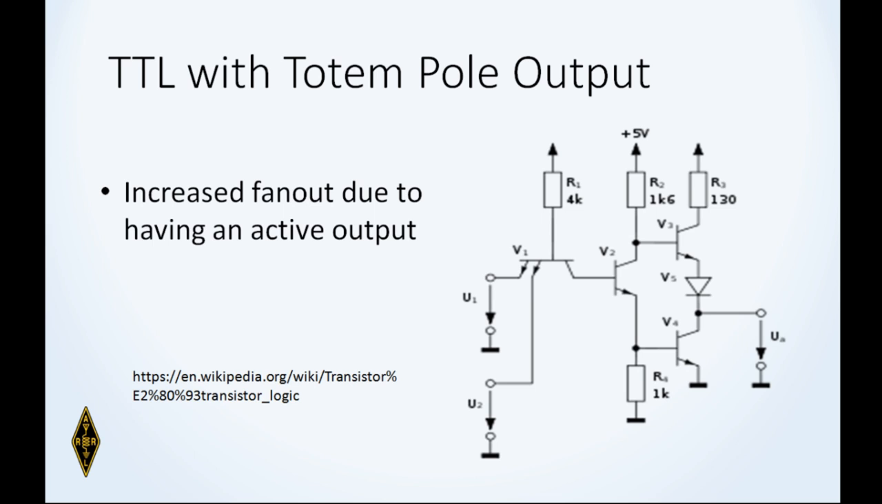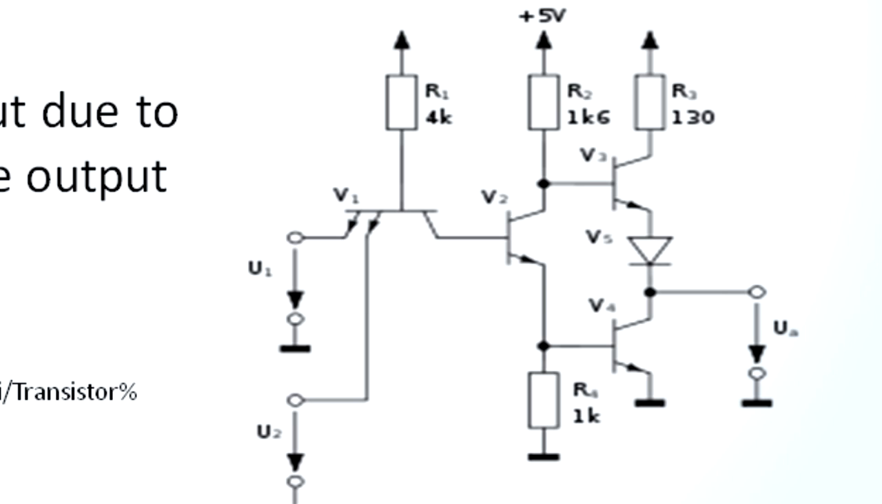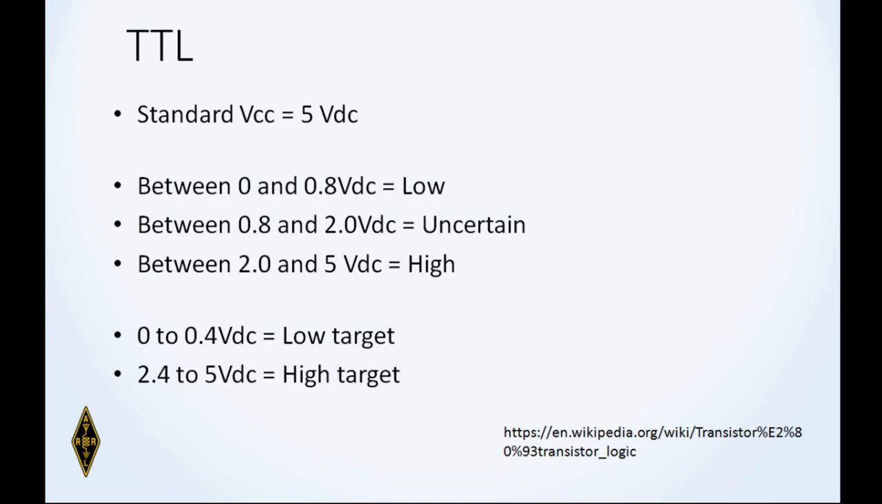And later on, they had what they called totem pole outputs. That's one transistor on top of another transistor, with the output being in the middle. And that would cause the output of the device to be either actively high at the power supply voltage rail or actively low at ground level. So you never got into an indeterminate state. And again, here's the voltage levels and where the uncertain region lies.